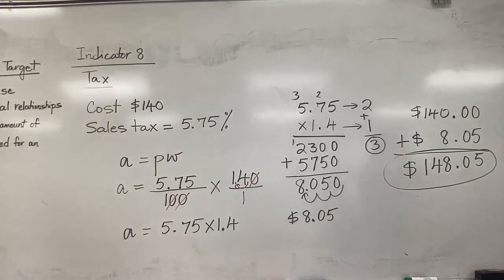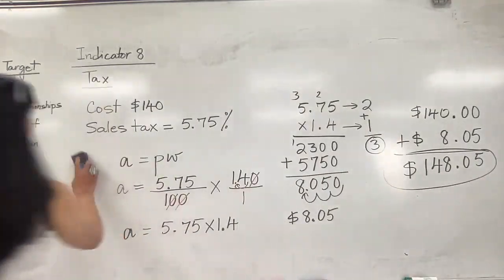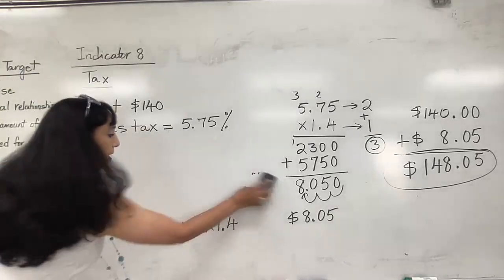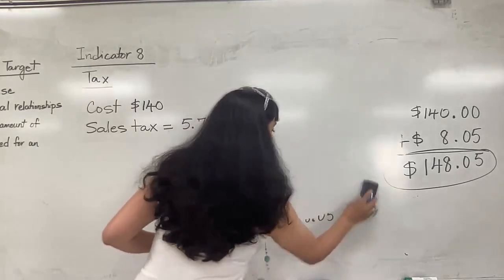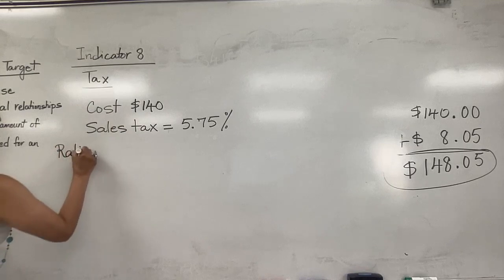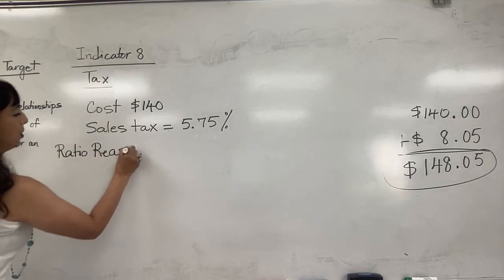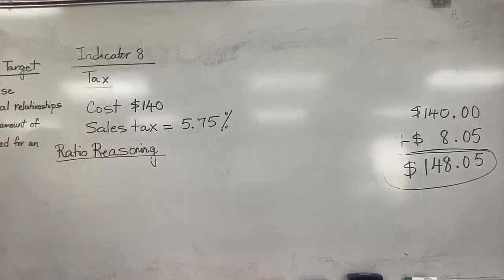Okay, so we are going to write a proportion relating the two equivalent ratios. So this is one method. Another method is using ratio reasoning. Okay, we're going to do ratio reasoning. So I'm going to show you a couple of methods so that you can pick and choose what works best for you. All right.